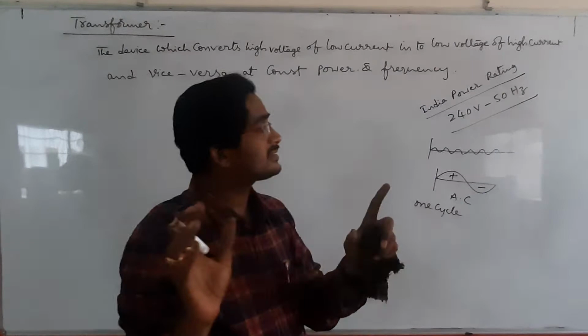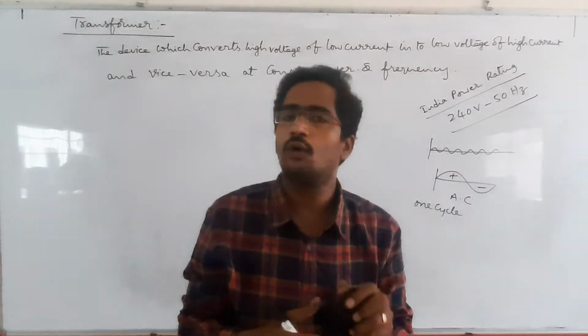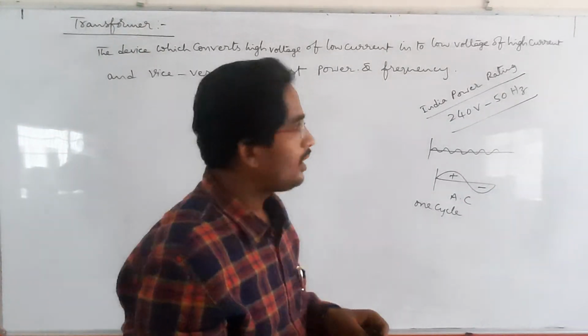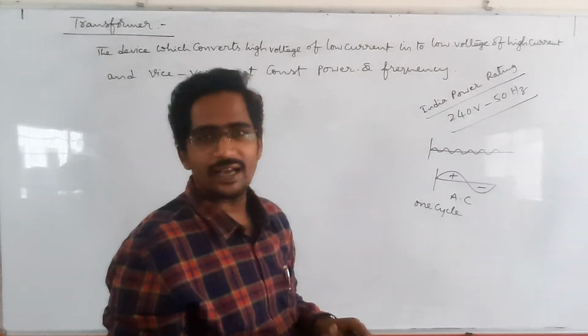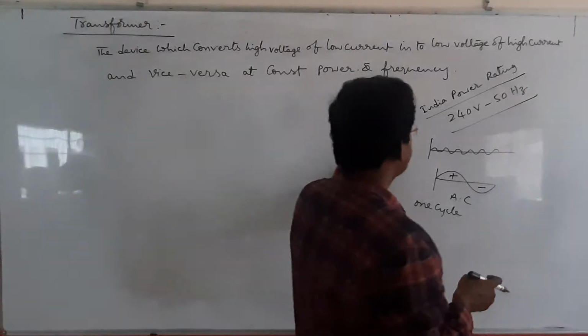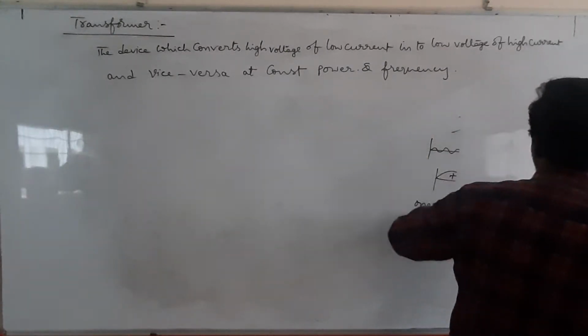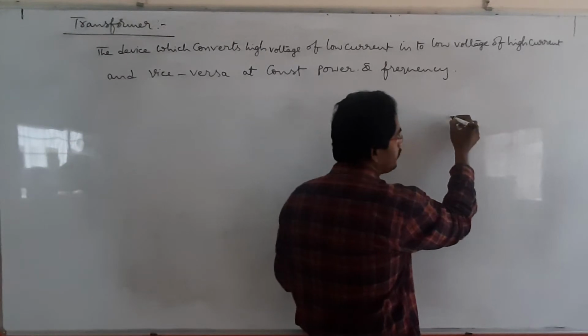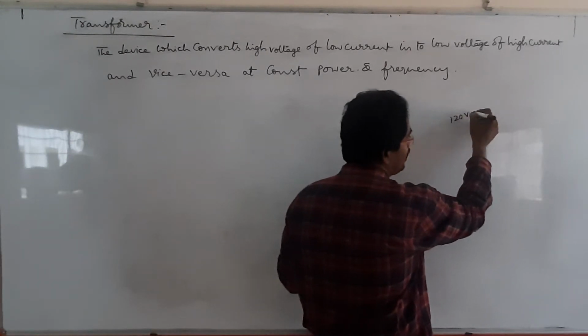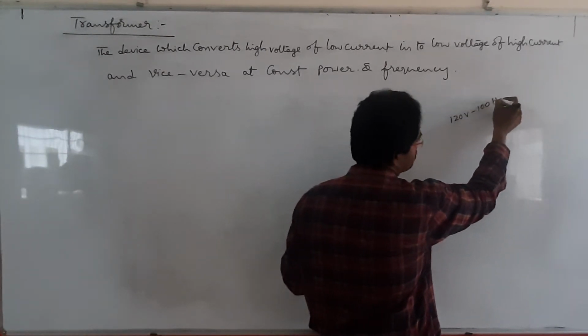Like that, 50 cycles are entering our home per second. And what is the voltage level? 240 volts. That is called the alternating current rating. Anyhow, but in the US, that voltage level is 120 volts and the frequency is 60 Hz.